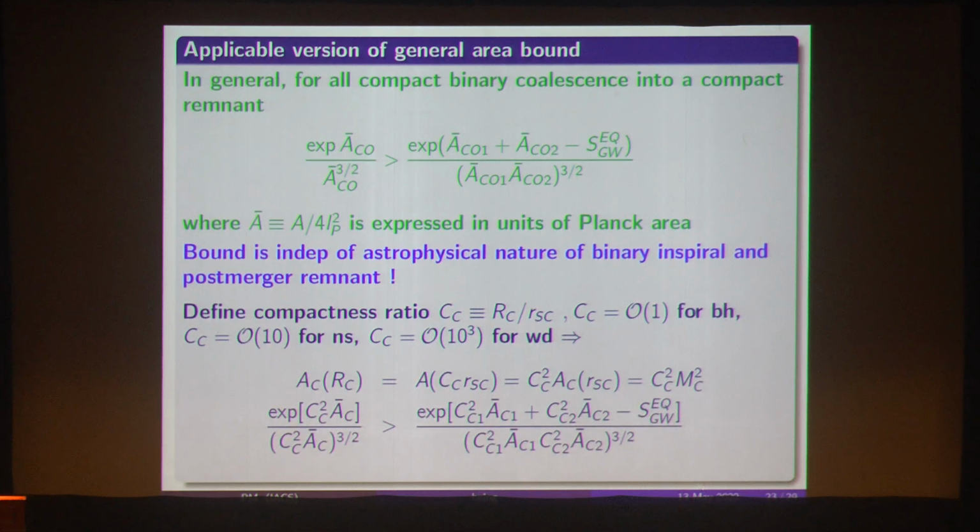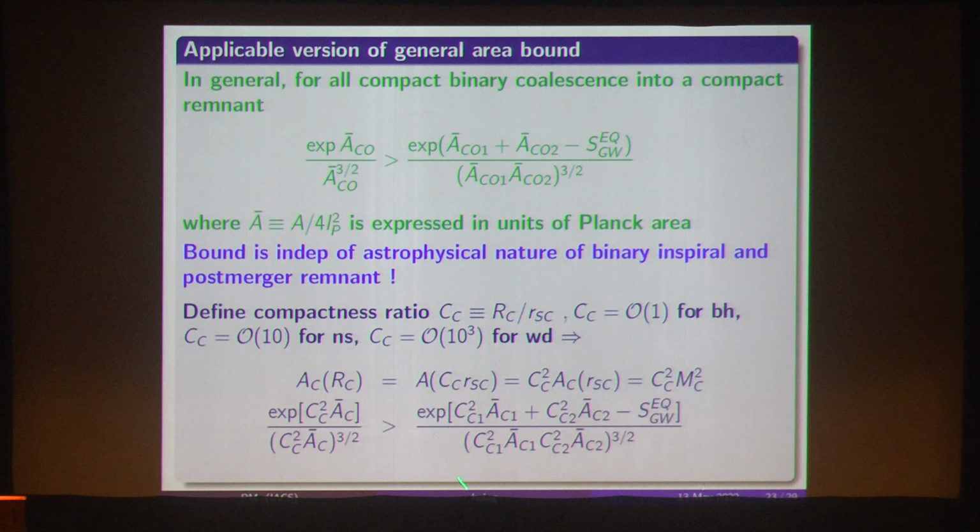This is a result for the cross-sectional area of any binary compact merger remnant. Now, this is a very general result. We are not alluding at all to what merged. It could be anything, any compact object, including boson stars or gravitons.